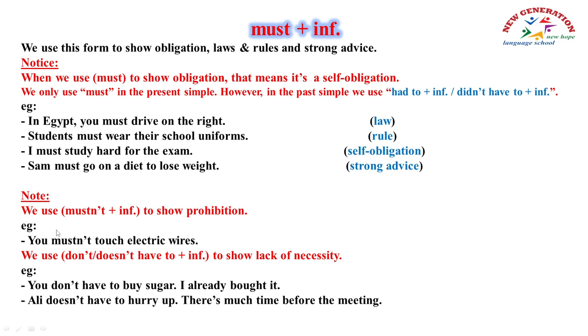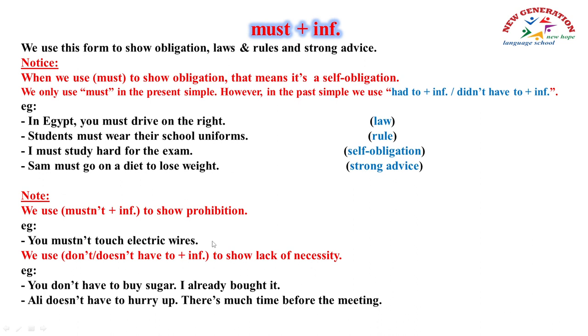And the negative form mustn't, plus the infinitive form of the main verb, as I've just said, is used to show prohibition. Something mustn't be done. You cannot break the rule. You mustn't touch electric wires. Can this be allowed in any circumstances?